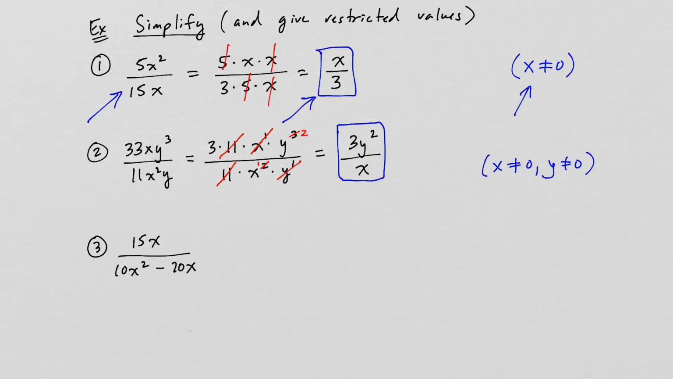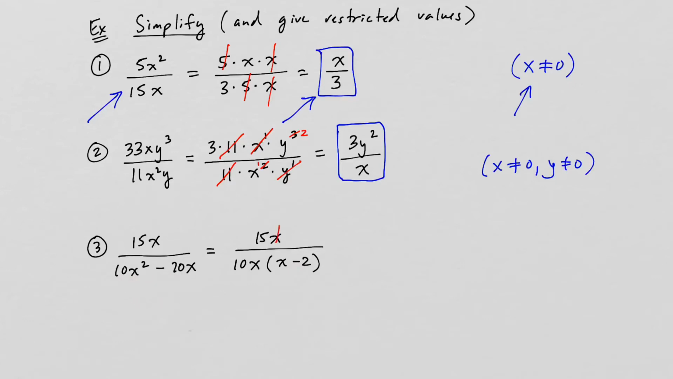So in the denominator, we can factor this by pulling out a greatest common factor. And the greatest common factor of 10x squared and 20x is 10x. And when you factor out the 10x, we get x minus 2 left over. And in the top, we have 15x. Now that these are factors instead of terms, we can go ahead and cancel.